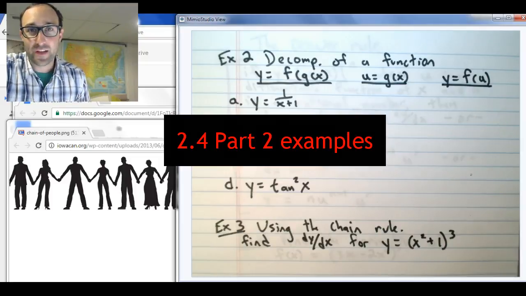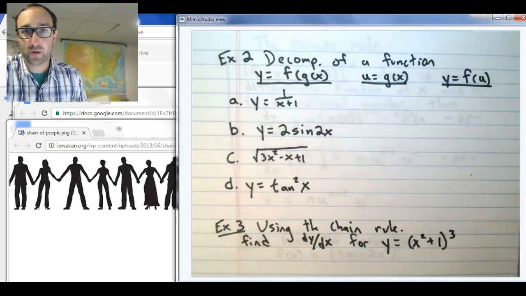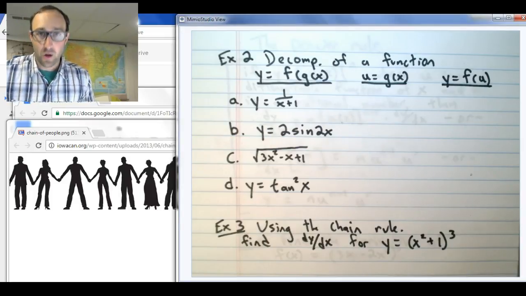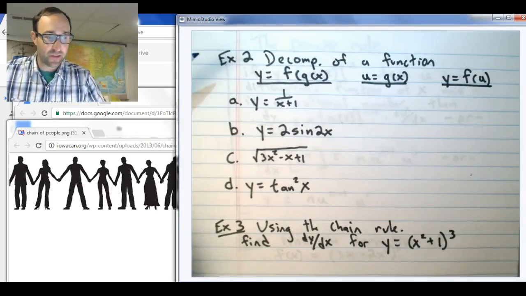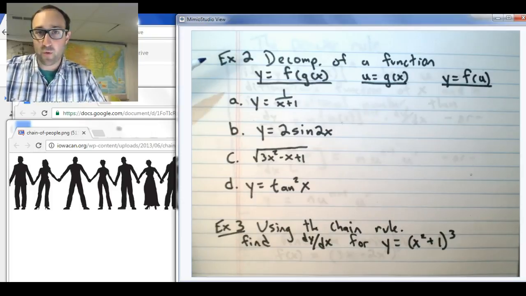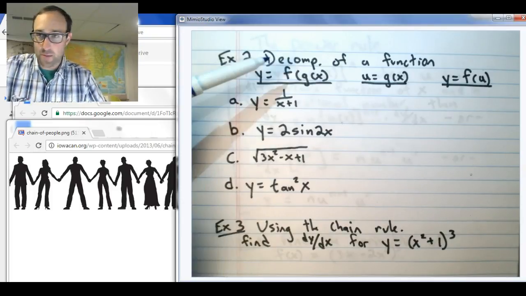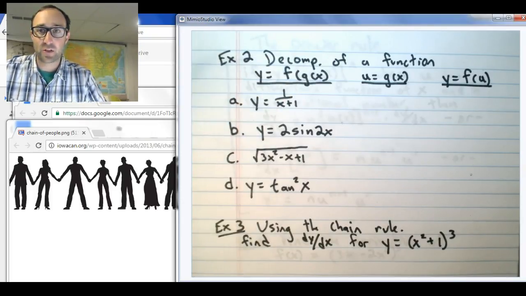Alright everyone, this is 2.4 part 2, all examples, all the time. So we're going to start with this example. We did example 1 with the gears, now we're doing example 2, decomposition of a function. We're not even going to worry about doing anything with derivatives or differentiation.